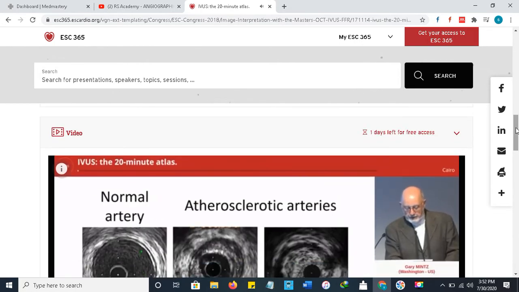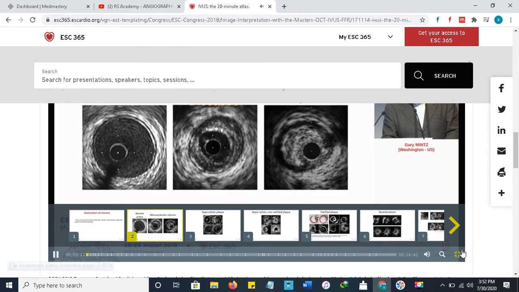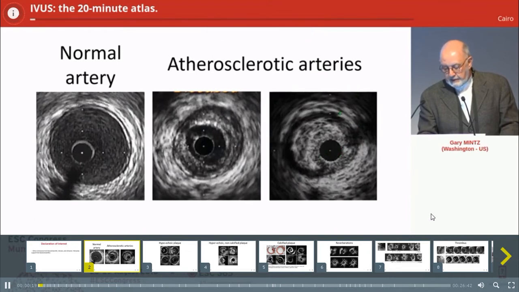So let's start with a normal artery. You see here intima, media, and adventitia. And here you see a moderately diseased artery. Here's the lumen. Here's the adventitia. And here you see a severely diseased artery with a lumen the size of the IVUS catheter, and you see a large plaque burden.